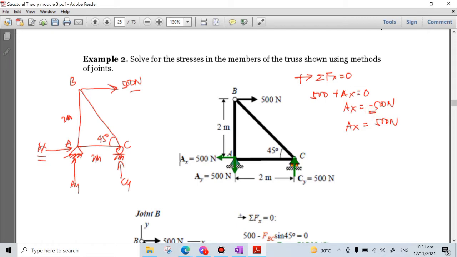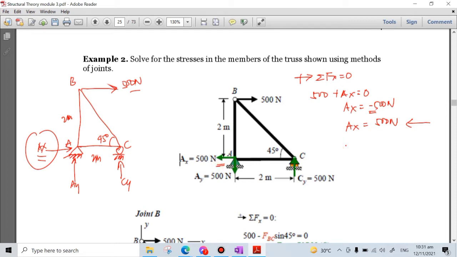Kasi sabi ko nga, di ba, okay ra mag-assume, pero dili mag-expect. Nag-assume tayo na yung AX natin is directed to the right. Wherein, nung lumabas sa computation, negative siya, ibig sabihin, hindi siya directed to the right. It is directed to the left. So, that's why it is directed to the left here.